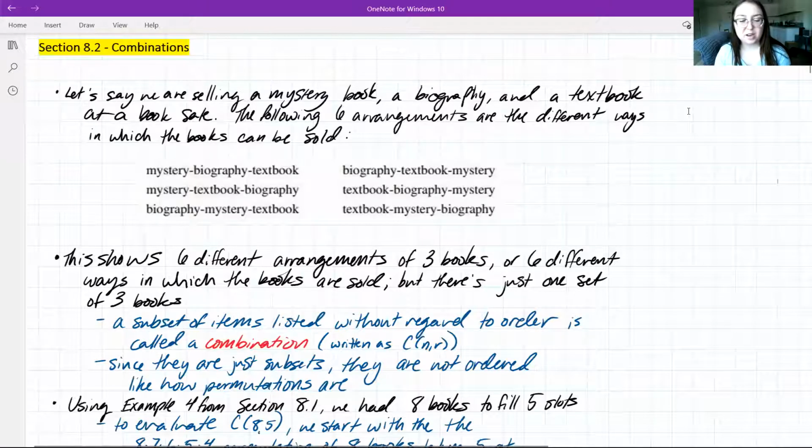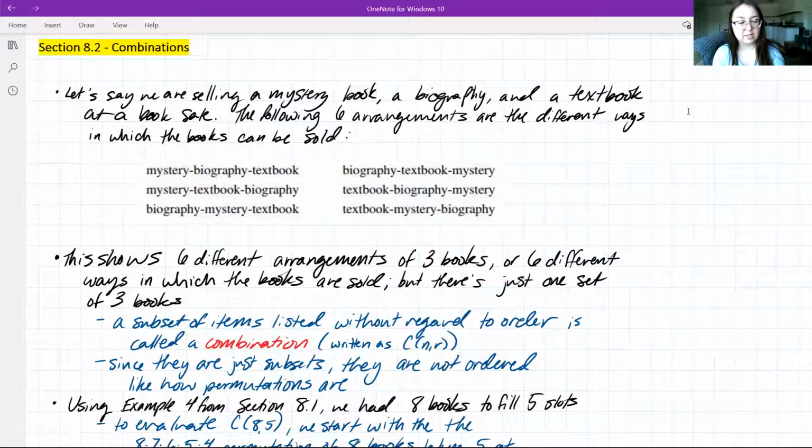All right, hello everyone. Now we're going to talk about section 8.2, which is about combinations. So we know in our last section, section 8.1, we talked about the multiplication principle and permutations. So now this is just going to be another extension of those concepts.